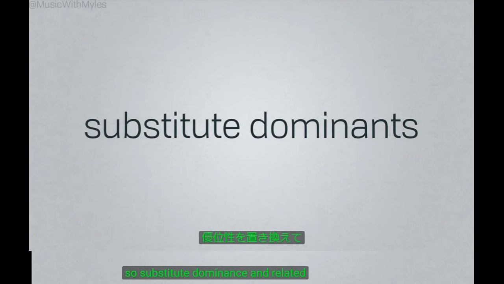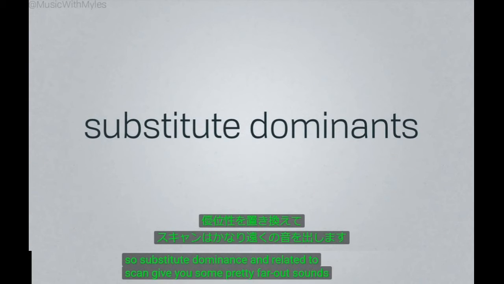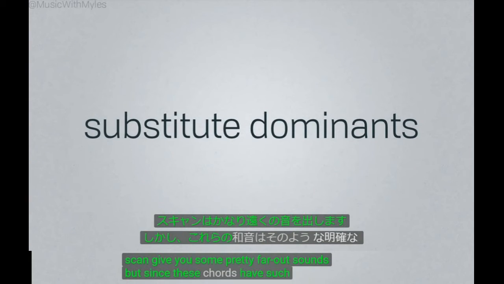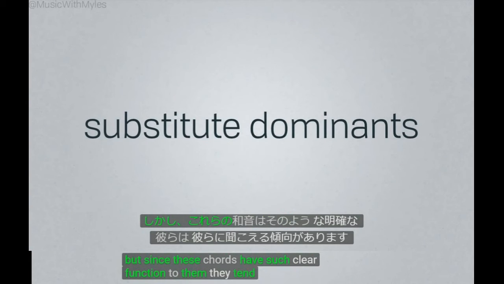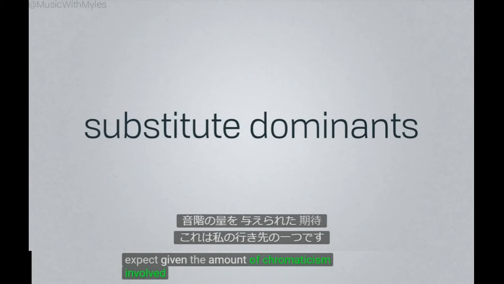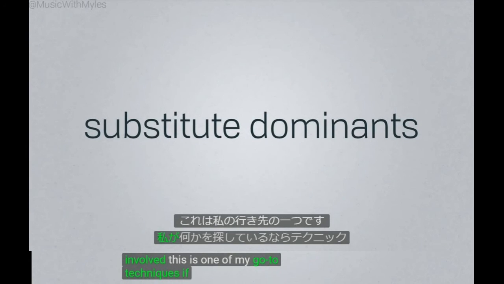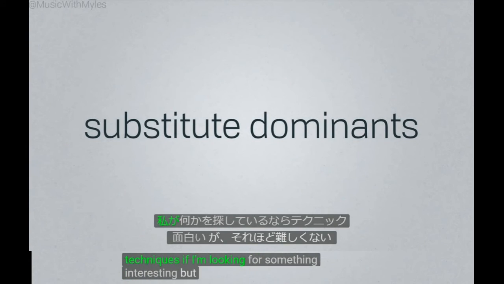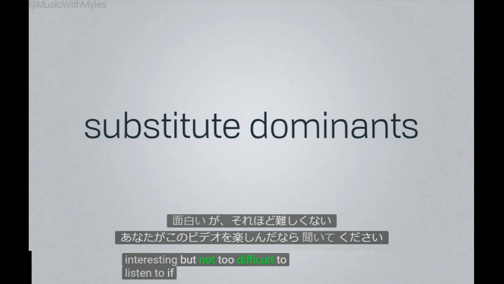Substitute dominants and related twos can give you some pretty far out sounds. But since these chords have such clear function to them, they tend to sound a little more palatable than you might expect given the amount of chromaticism involved. This is one of my go-to techniques if I'm looking for something interesting but not too difficult to listen to.